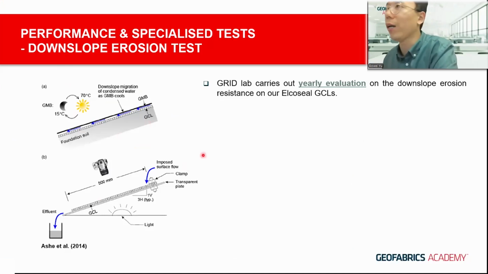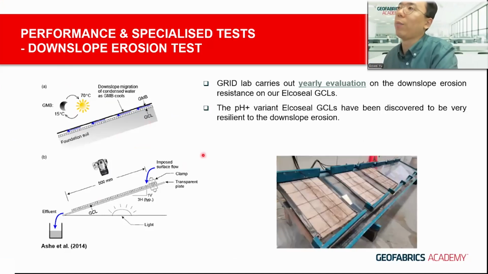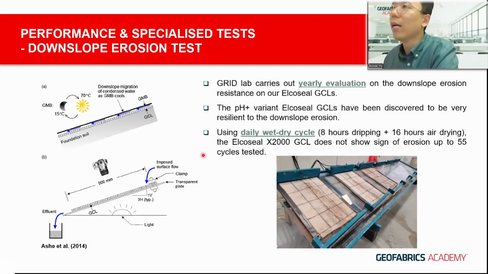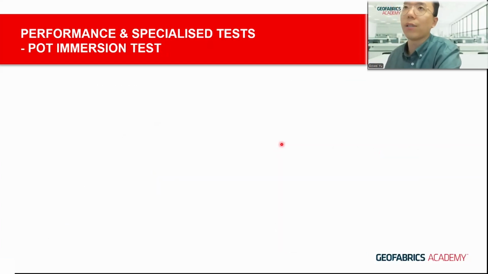And what we found is that the pH plus variant has very nice resilient performance to downslope erosion. Using a daily wet-dry cycle with 8 hours of wetting plus 16 hours of air drying, the X2000 pH plus EcoSeal GCL does not show signs of erosion up to 55 cycles tested, and the current test is still ongoing. So we would like to see how it performs with even longer testing cycles.